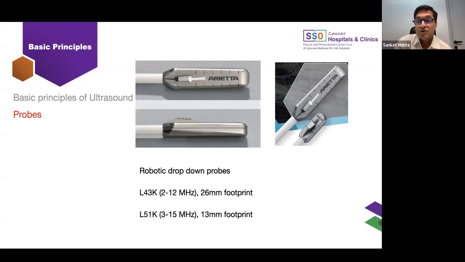Of course, the robotic probe, again, Fujifilm was the innovators in this, and it is a game changer in robotic surgery because it can be integrated with the console. It can be put through one of the trocars. It has got a very small footprint. It can be manipulated with the robotic or the laparoscopic instruments.